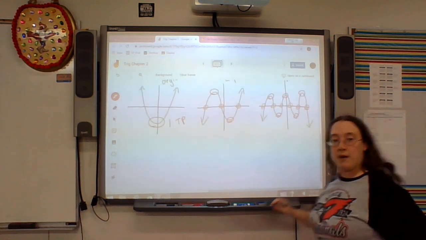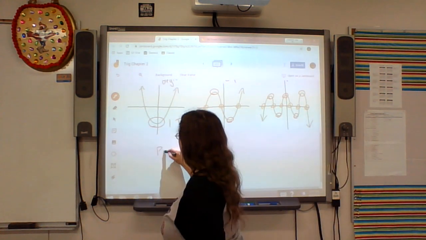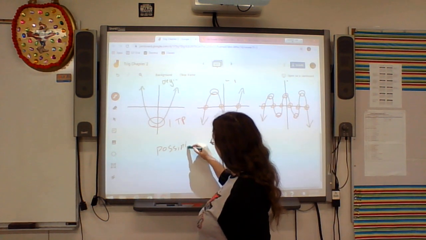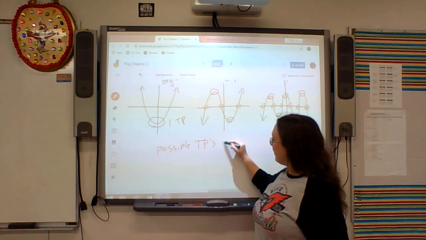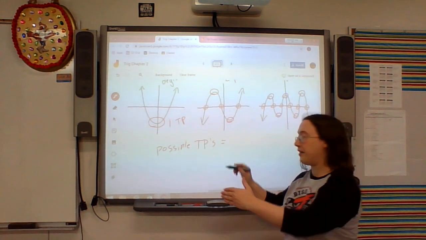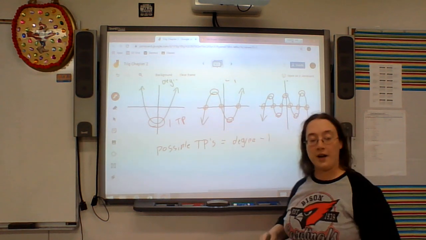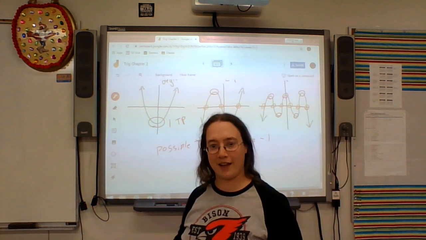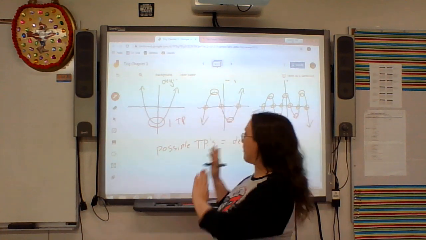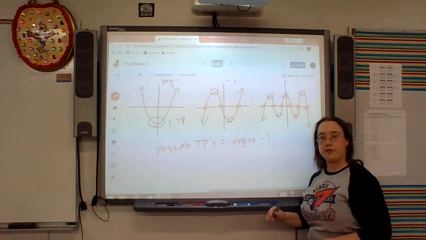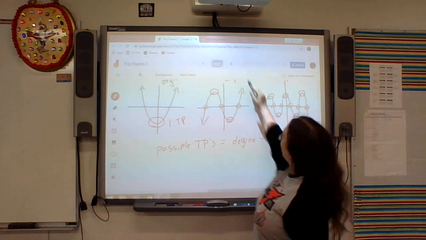So your number of possible turning points is 1 less than your degree. So your degree minus 1. And again, it doesn't mean it always has that number, but that's your biggest possible number of turning points. All right.